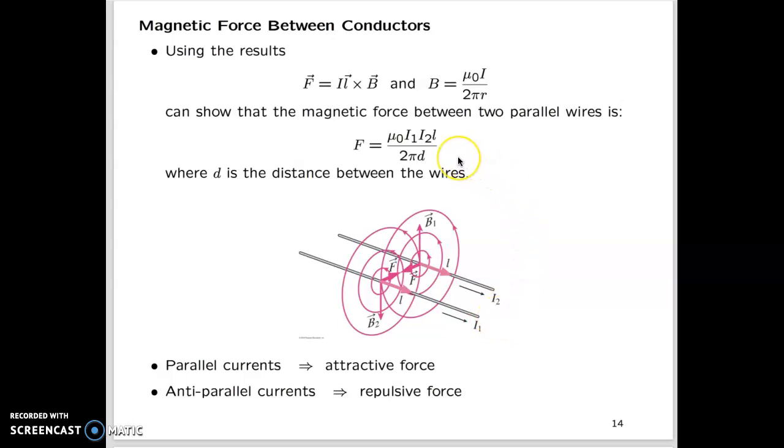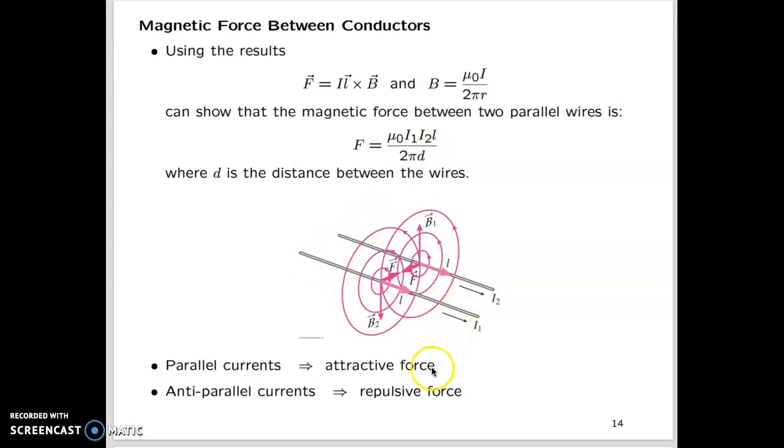Okay, so that's the equation that tells you how to calculate the force between two parallel wires that are carrying currents I1 and I2, both of length L, with a distance d between these parallel wires.